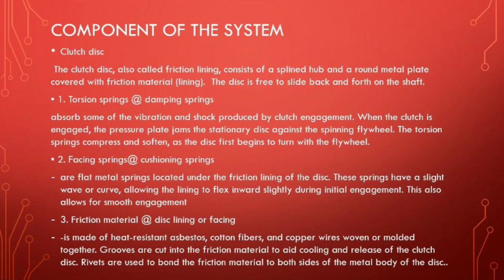Friction material. It is made of heat-resistant asbestos, carbon fibers, and copper wires woven or molded together. Grooves are cut into the friction material to aid cooling and release of the clutch disc. Rivets are used to bond the friction material to both sides of the metal of the disc.